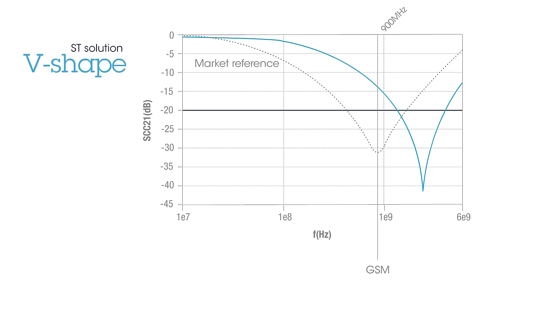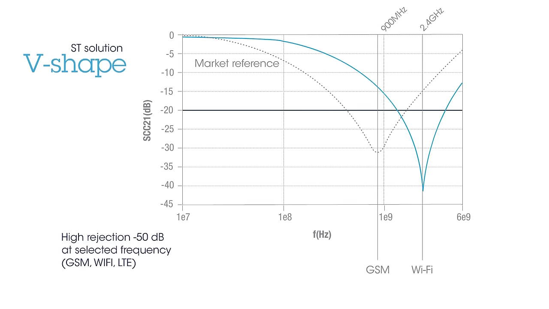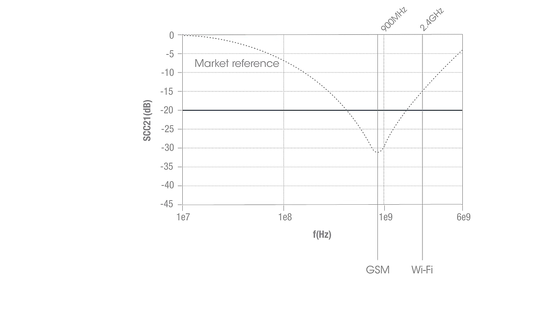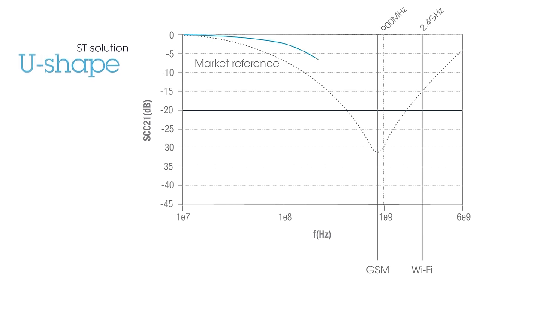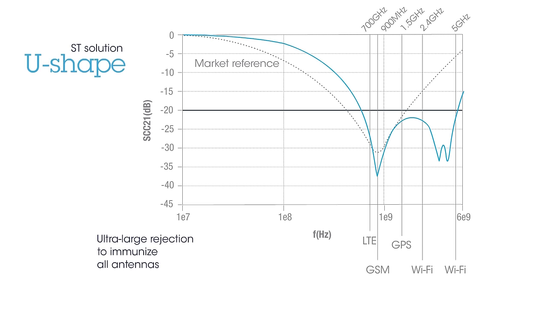V-shape, high rejection at -50 dB at selected frequency, GSM, Wi-Fi, and LTE. W-shape, double rejection at -30 dB to immunize multiple antennas. And U-shape, ultra-large rejection to immunize all antennas.